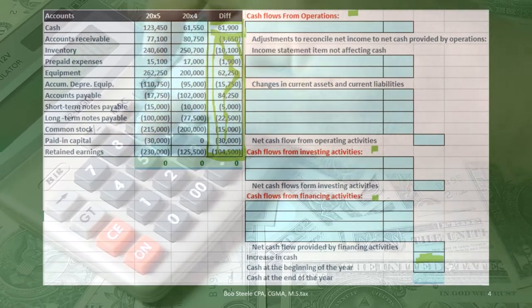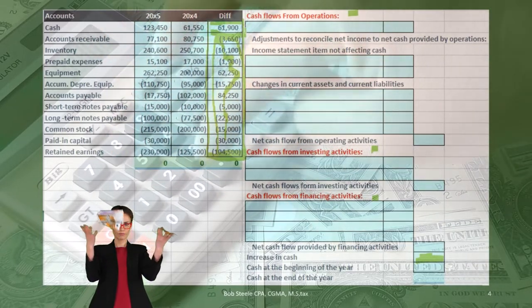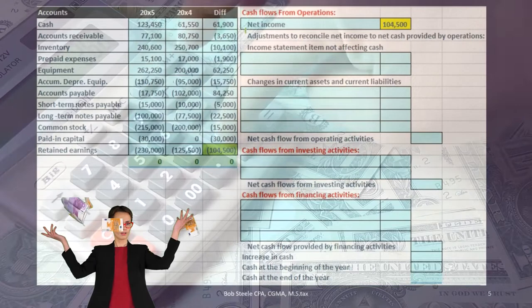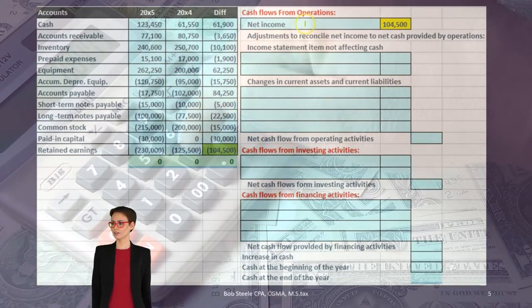That, of course, is our check figure. If that doesn't happen, that's like us not being in balance and we have a problem. And we're going to set up a system so that we reduce the number of problems that we have as we go through. The first thing we're going to start off with is the net income.